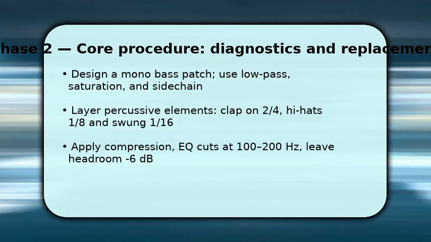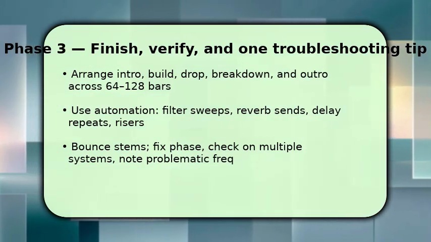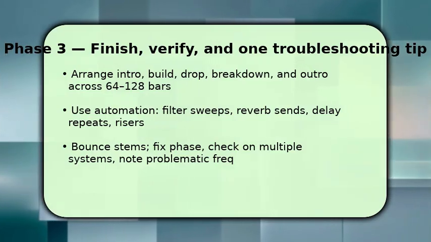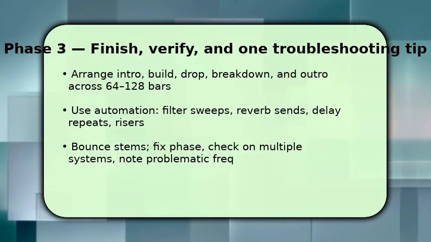For parallel processing, you finalize by arranging sections. Intro, build, drop, breakdown, and outro. Aim for 64 to 128 bars total and automate filter sweeps, reverb sends, delay repeats, and risers to shape energy.